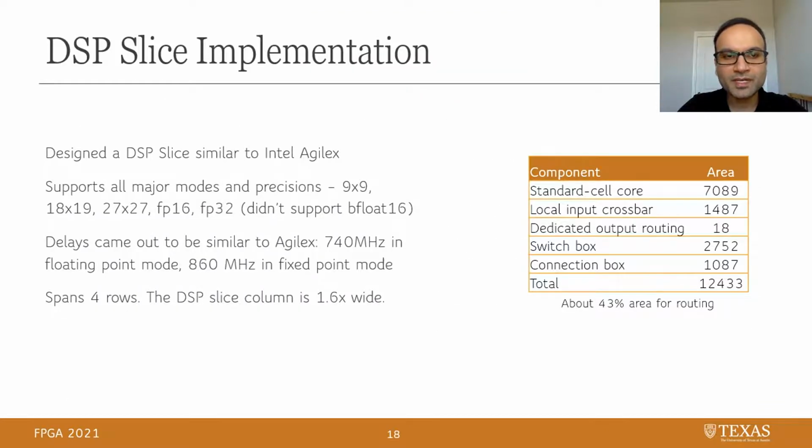We implemented a DSP slice similar to Intel Agilex. It supports all the major modes and precisions, except for bfloat16. We did not support that in the Tensor Slice either. The delays of our DSP slice implementation came out to be similar to Agilex, not the same, but slightly lower. And our DSP slice spans 4 rows in the FPGA layout.